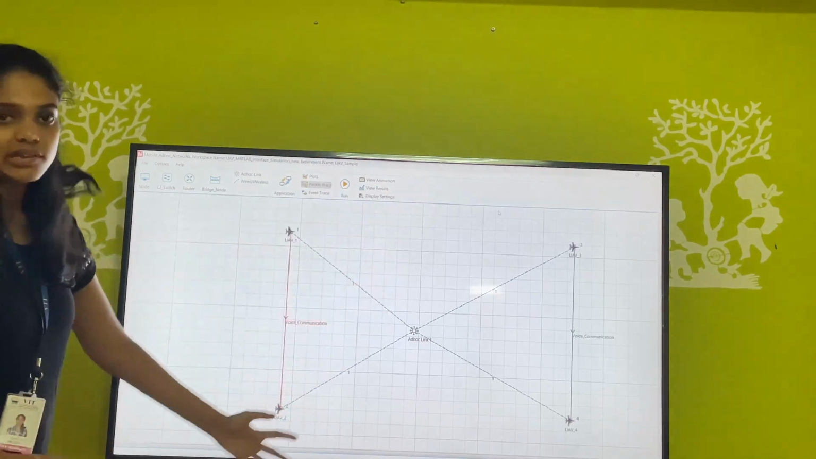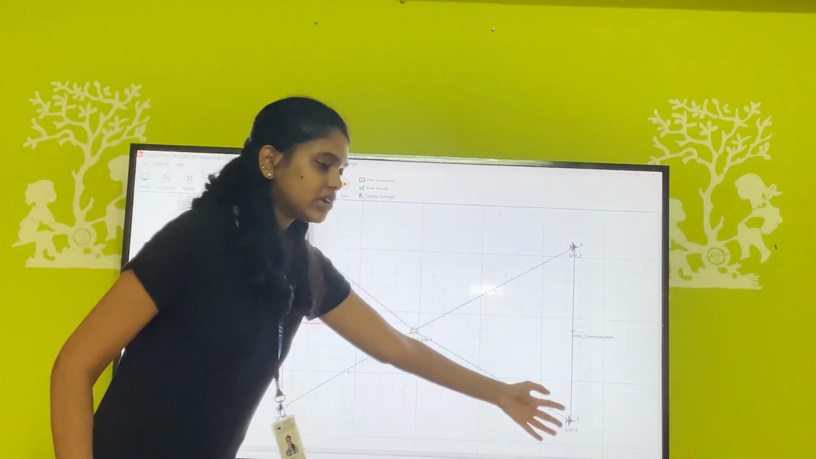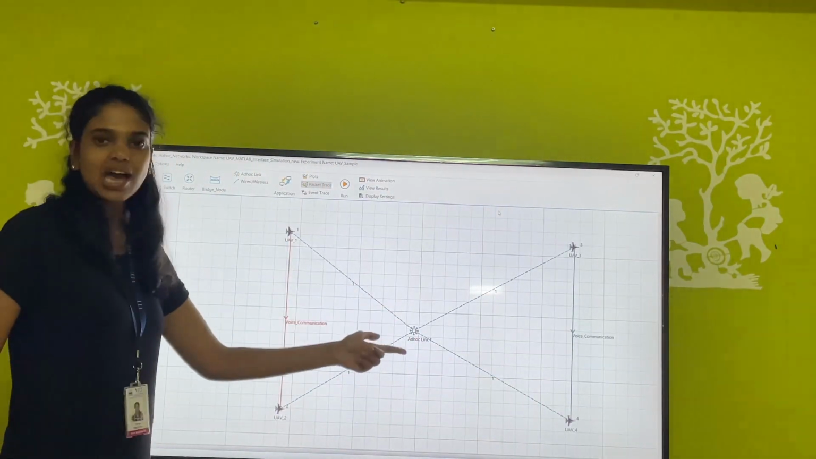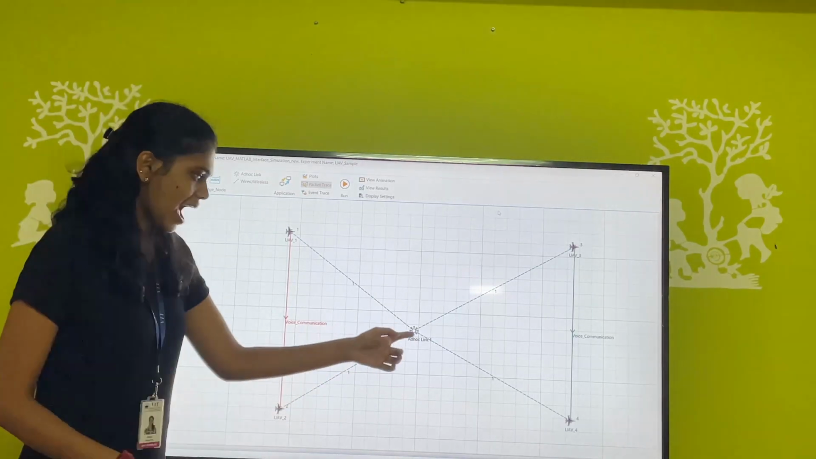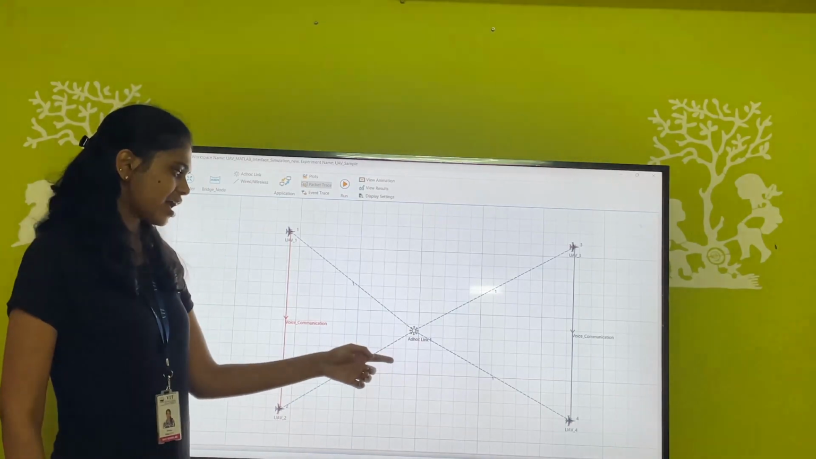So you can see the layout. There are 4 UAVs in this scenario, and they are connected using an Ad Hoc link, which is basically a wireless link. So here in the Ad Hoc link, we have made our changes for the channel characteristics.